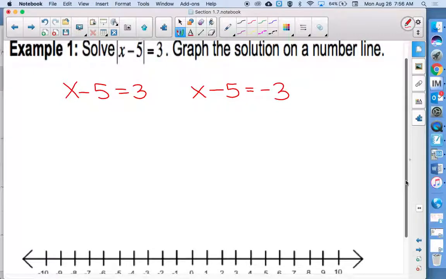So, Nick, one answer would be? X equals 8. And the second answer would be? And if you do a quick mental check, 8 minus 5 is 3. 2 minus 5, taking the absolute value of it. So if I plug in a 2 here, I get negative 3, but the absolute value of negative 3 is positive 3. Questions?